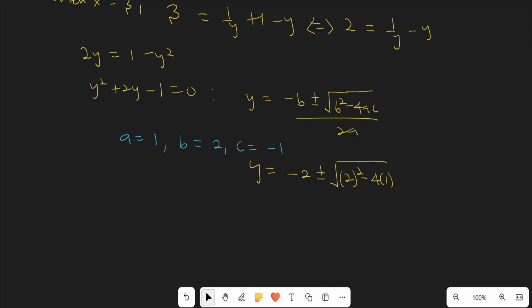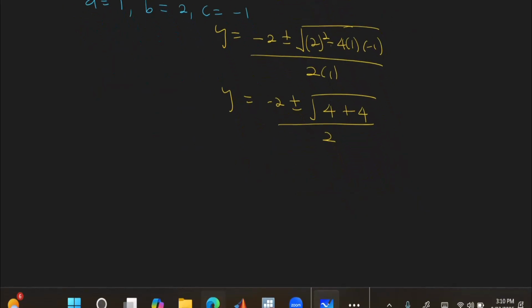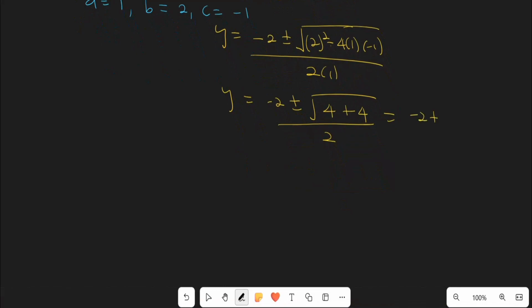A is 1 and c is negative 1, all over 2a. A is 1. So y is going to be negative 2 plus or minus the square root of 4 plus 4, because minus minus, all over 2. So that implies that we have negative 2 plus or minus the square root of 8 over 2. So y is going to be negative 2 plus or minus the square root of 8, which is 2 root 2, over 2. And that cancels to be negative 1 plus or minus root 2.